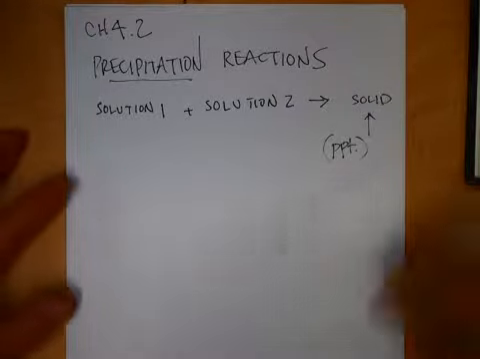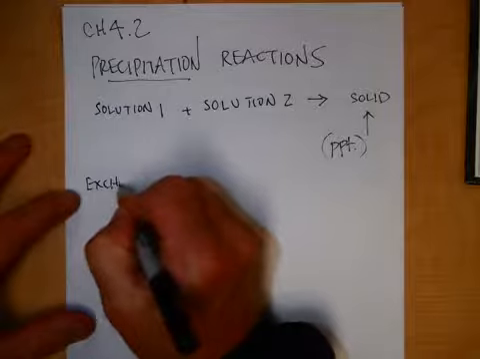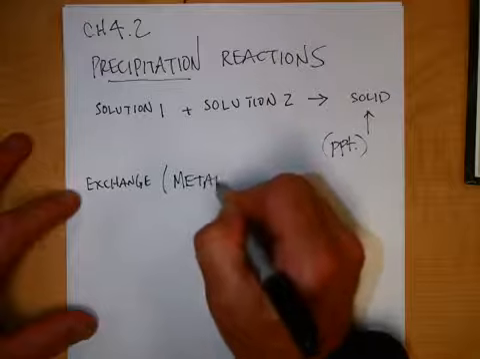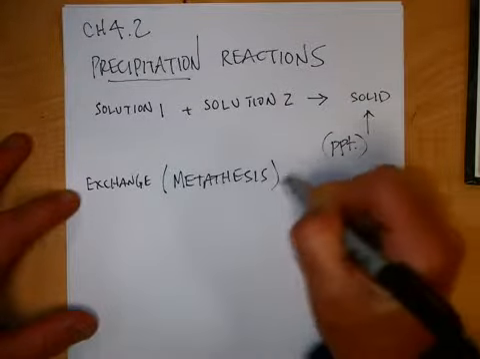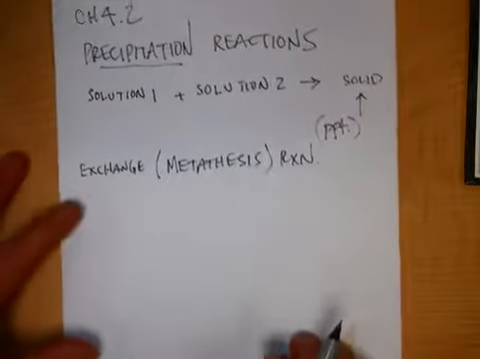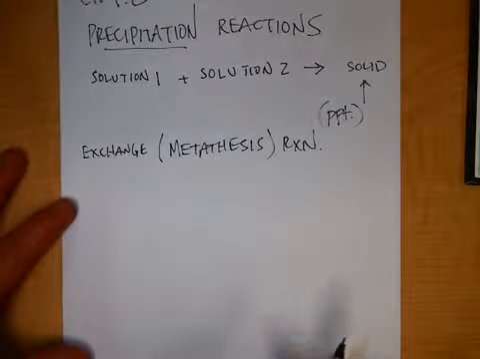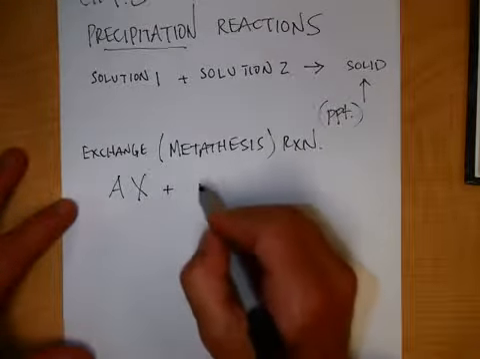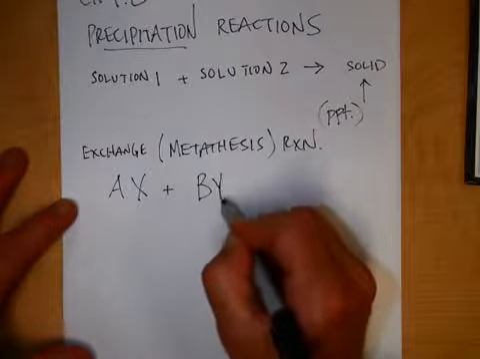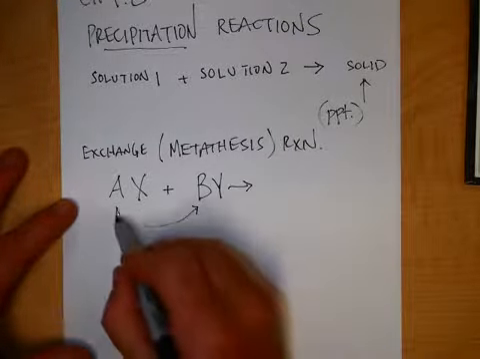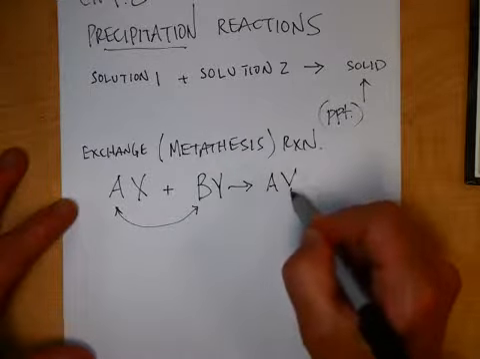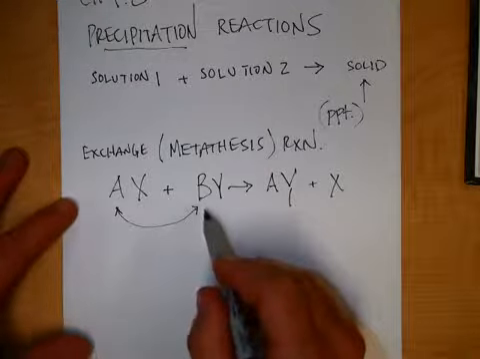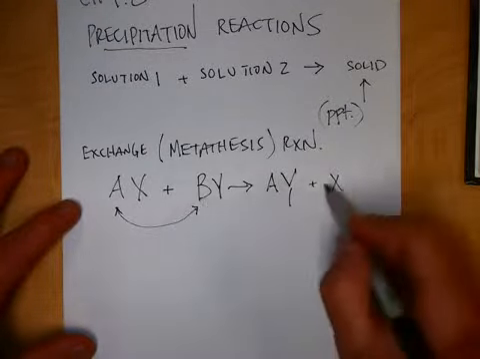Precipitation reactions are many times called exchange or metathesis reactions. Exchange or metathesis reactions are also known as double replacement reactions, where you have a cation and an anion reacting with a different cation and anion, and the cations exchange, where A will now hang together with Y, and X will now hang together with B.